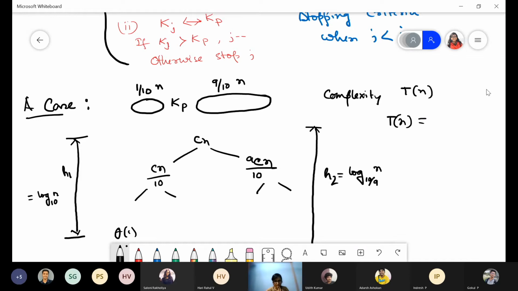Equals to what? H1 times theta of 1 plus H2 times n minus 1, that will be needed to take. It will be H1 times theta of 1 first of all. It'll be n log n, like n, the excess height.